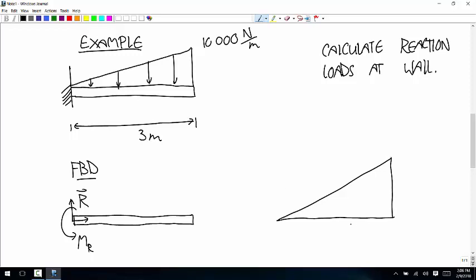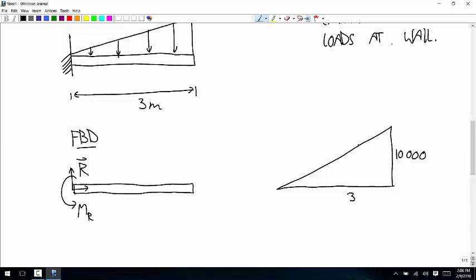And this shape is a triangle with a base length of 3 and a height of 10,000. That looks sort of weird. It's obviously not drawn to scale, but still, we're just going to use this to calculate the area and then where the centroid is. So the area of this is base times height over 2. So 15,000. And that's newtons.